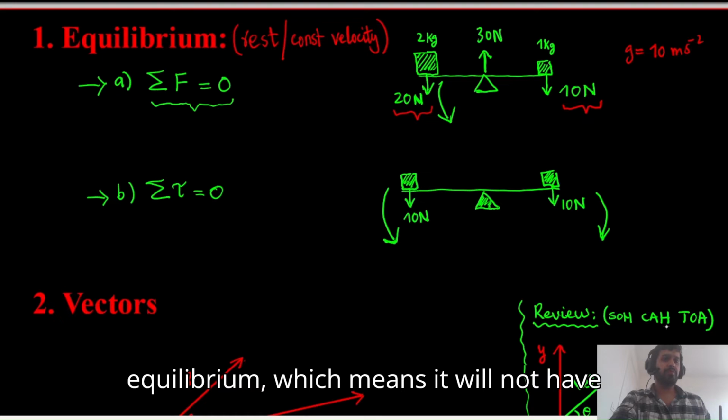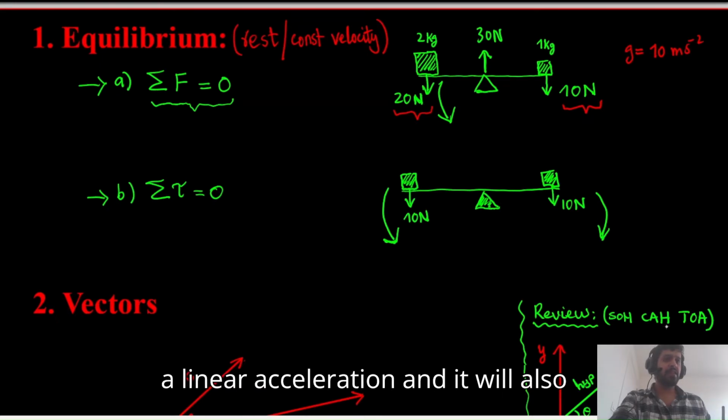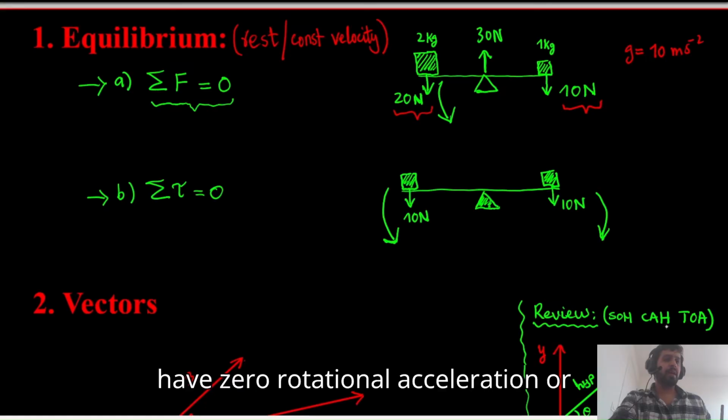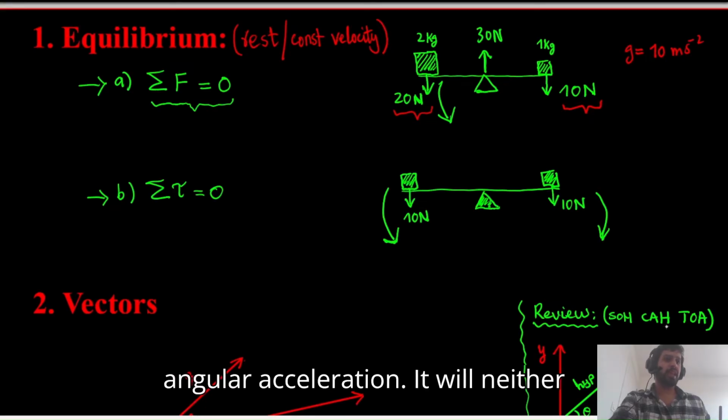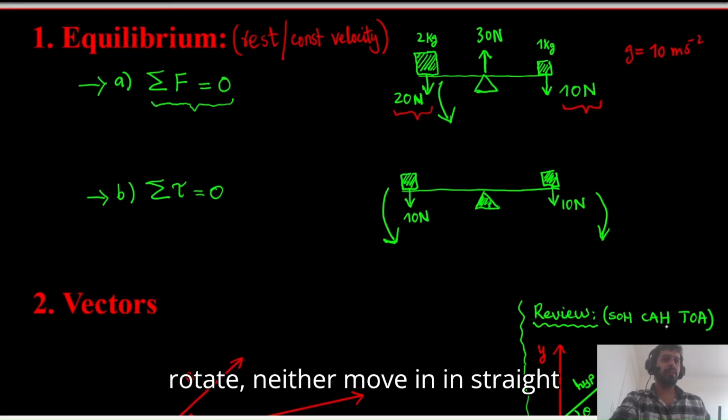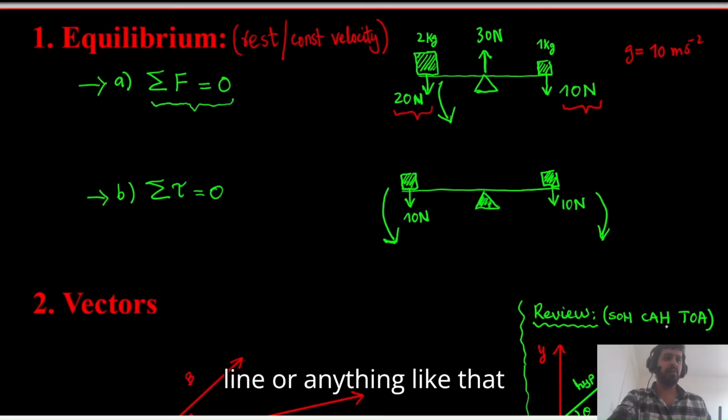And now this seesaw will be in equilibrium, which means it will not have linear acceleration, and it will also have zero rotational acceleration or angular acceleration. It will neither rotate, nor move in a straight line or anything like that.